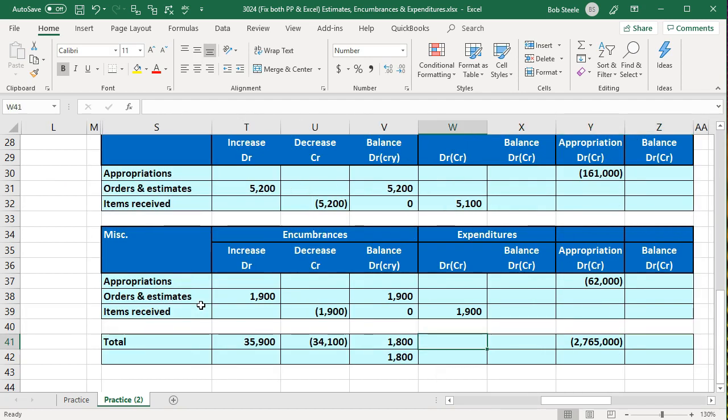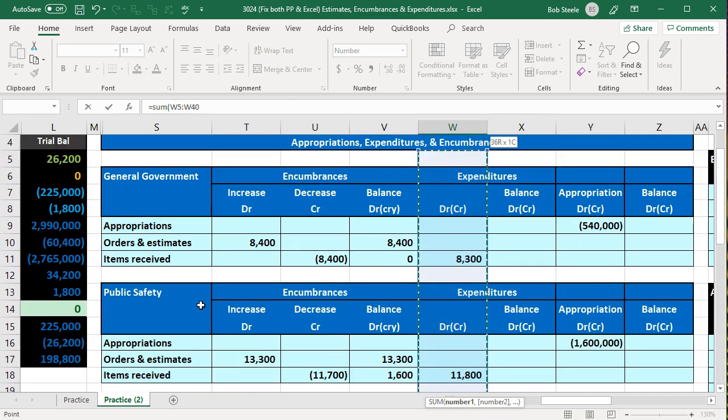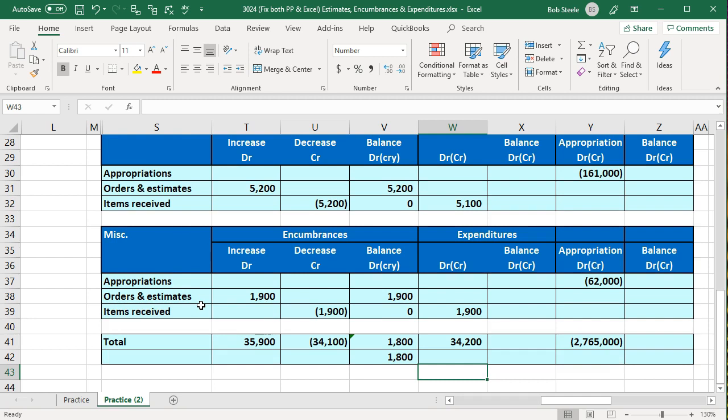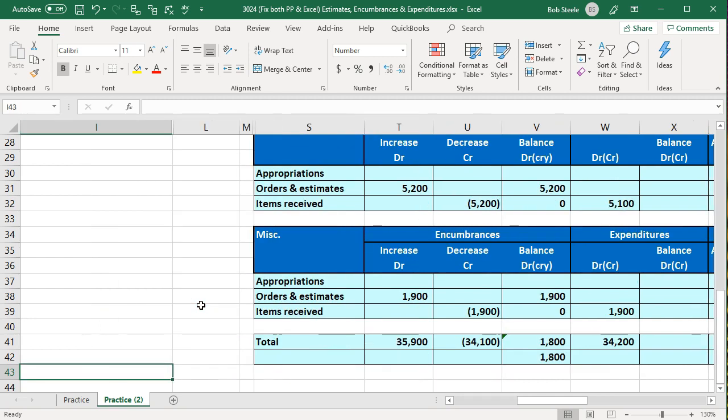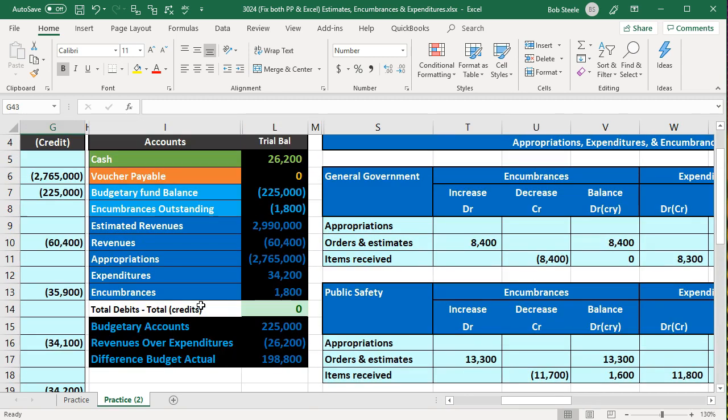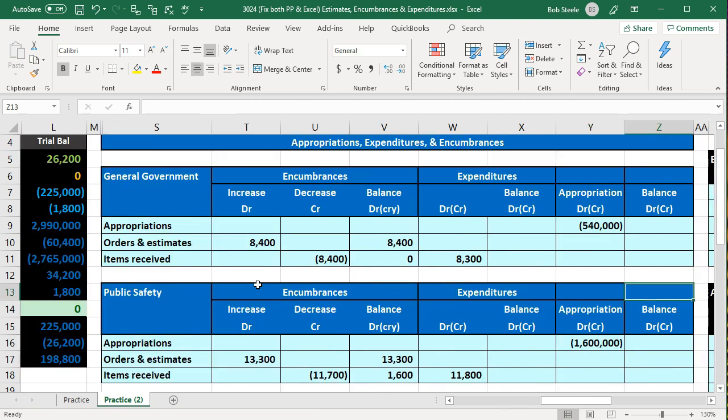Then we can sum these up, equals the sum of these items. We can sum these up. And there's our 34.2. That should add up to what's on the trial balance. So if we go to the trial balance, there's our 34.2. And then we can add these up.